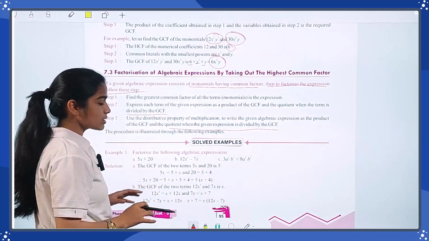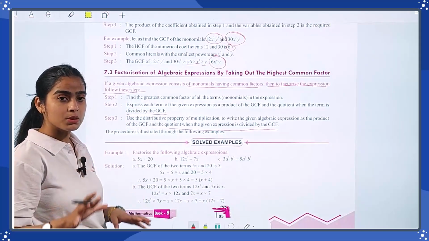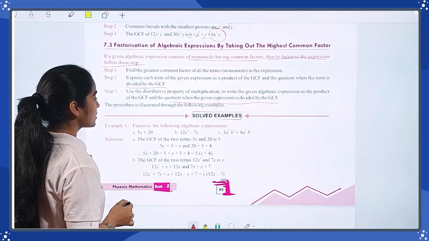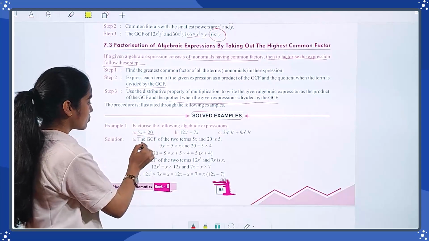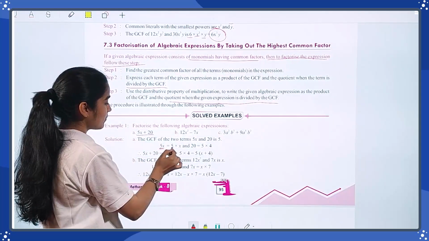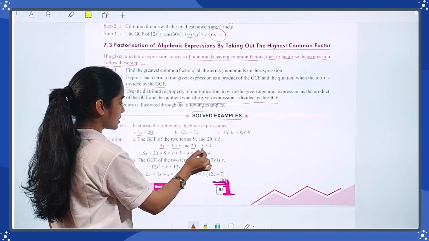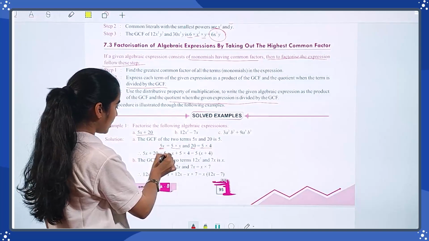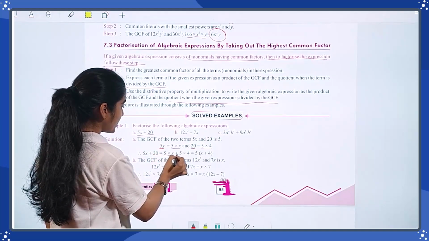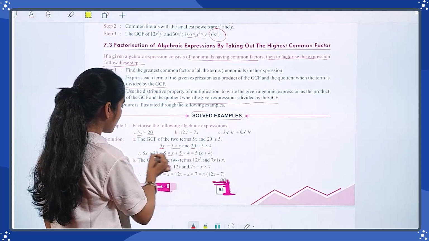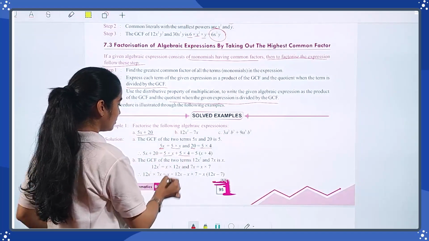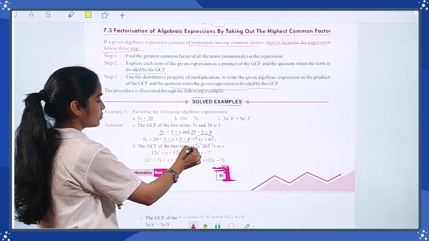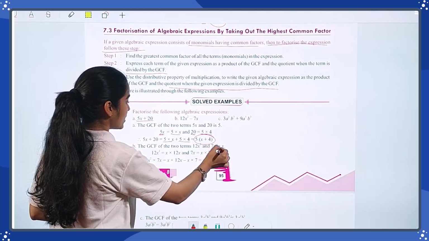So we understood this whole concept and the steps, as well as the example. Don't be confused if you do not understand here. Now factorize the following algebraic expressions: 5x plus 20. The GCF of the two terms: 5x is 5 multiplied by x, 20 is 5 multiplied by 4. Now you have to check what common factors we have. So 5x plus 5 multiplied by 4. Here you have 5 common, and it becomes 5 times x plus 4.